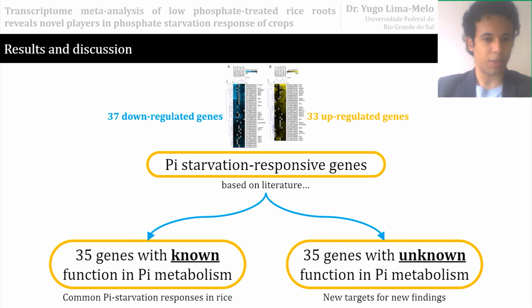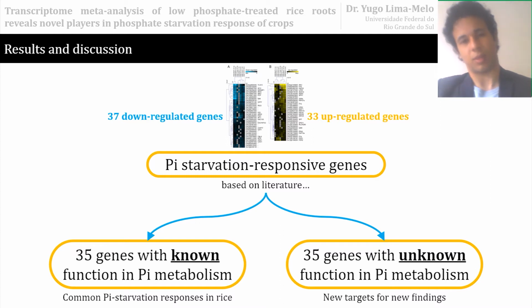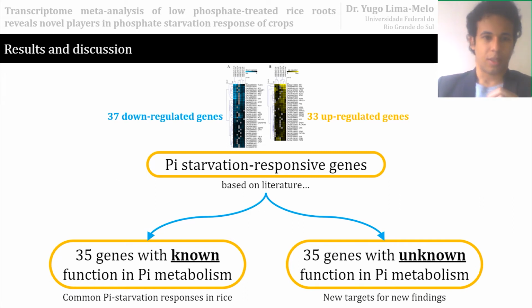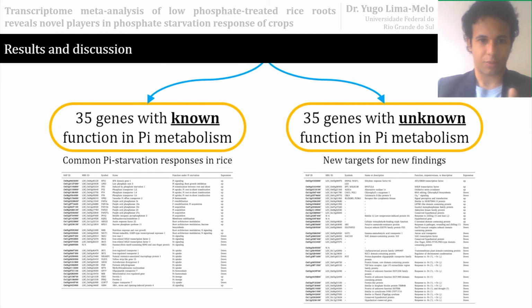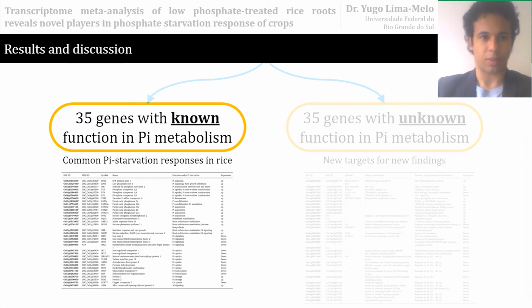And the group with known function can mean common phosphate starvation response in rice, and not only in rice but probably in other species, while the group of unknown function means new targets for new findings. So here you can see the table for each one, and first focusing on the group of genes with known function in phosphate metabolism.